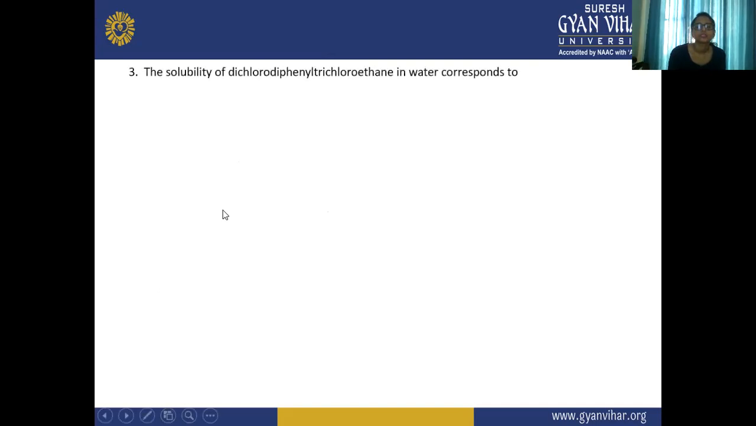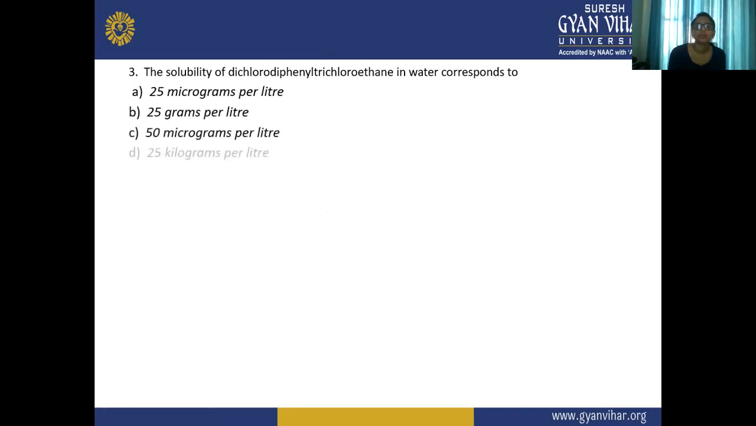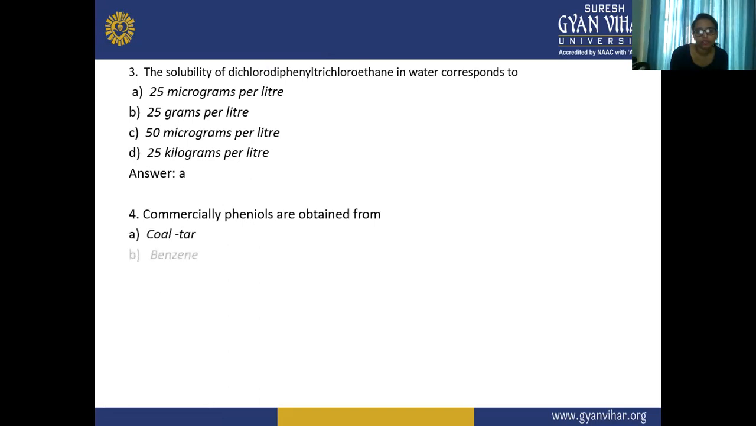The next question: the solubility of dichlorodiphenyl trichloroethane in water corresponds to how much? The options are 25 microgram per liter, 25 gram per liter, 50 microgram per liter, and 25 kilogram per liter. So the answer is 25 microgram per liter. Commercially, how are phenols obtained? They are obtained from coal tar.